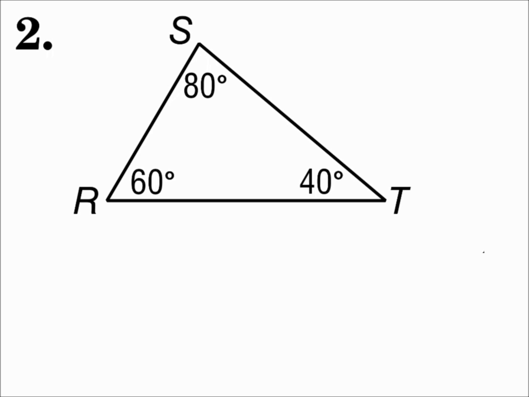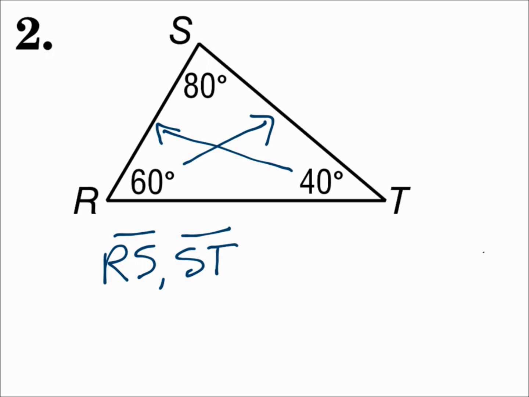Number 2. We have the 3 angles. We can now find the 3 sides in order from smallest to largest. The smallest angle is angle T. It's across from the smallest side, segment RS. The middle angle is angle R. It's across from the middle side, segment ST. The biggest angle is angle S. It's across from the biggest side, segment RT. The smallest angle is across from the smallest side, middle across from middle, and largest across from largest.